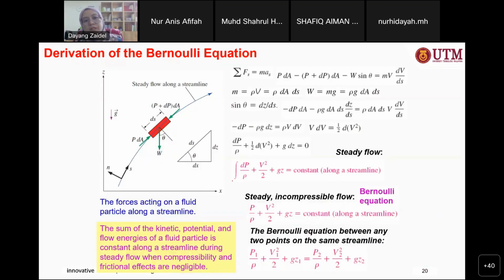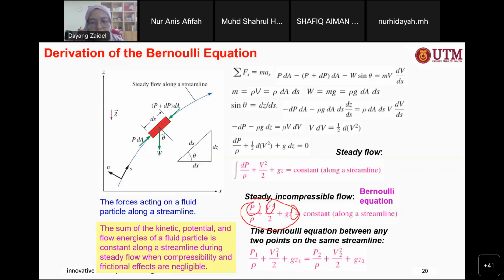So these are the derivation of the Bernoulli equation. We will not go through the derivation. You need to know how to apply the Bernoulli equation. The derivations are long. If you are interested to know how they derive the Bernoulli equation, this is the final equation: P over rho plus V squared over 2 plus g Z, where P is the pressure, V is the velocity, and Z is the elevation of the particle.